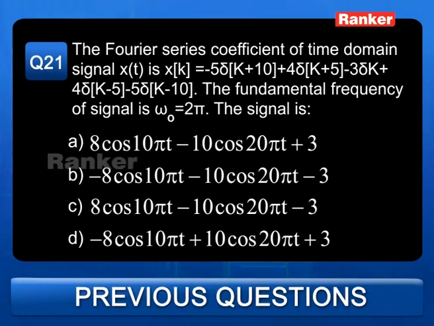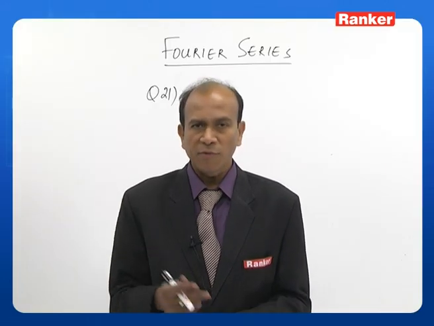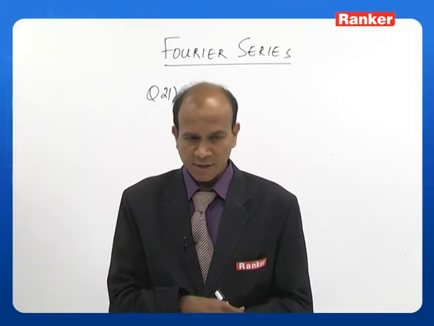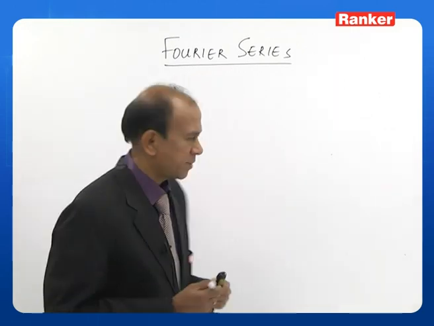The Fourier series coefficient of time domain signal x of t is x of k is equal to minus 5 delta k plus 10 plus 5 delta k plus 5 minus 3 delta k plus 4 delta k minus 5 minus 5 delta k minus 10. This is the signal given. The fundamental frequency of the signal is omega is equal to 2 pi. Now we have been given the Fourier coefficients, and we have to find out what the signal is. So, here the formula will be something like this.